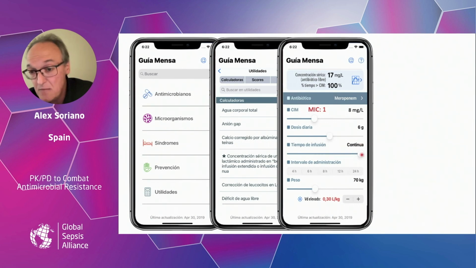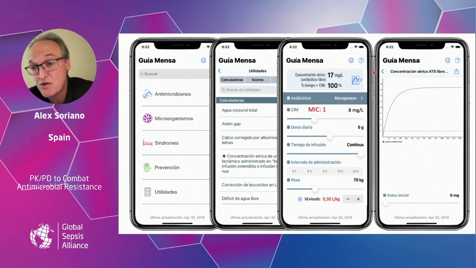If we move the cursor until here, then it's continuous infusion, the same dose, 6 grams. And by doing so, we obtain, of course, 100% of the time above the MIC, but also a higher steady state concentration, as you can see here in this simulated concentrations graph.